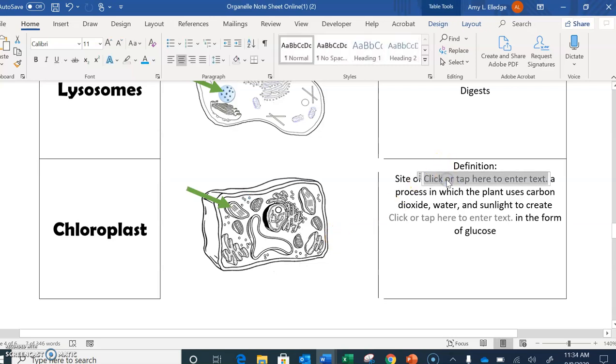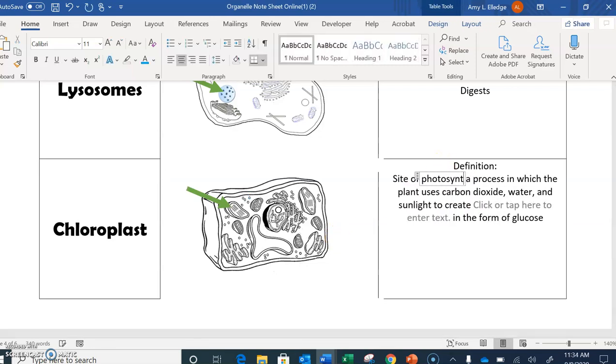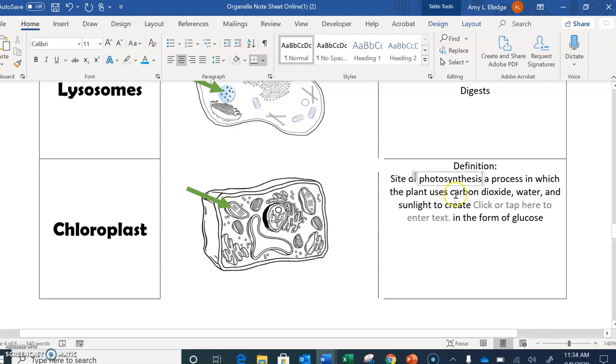So this is the site of photosynthesis, okay? A process in which the plant uses carbon dioxide, water, and sunlight to create sugar, all right? In the form of glucose. We learned about glucose as our monomer of a carbohydrate. So plants make that for us. It's quite handy.